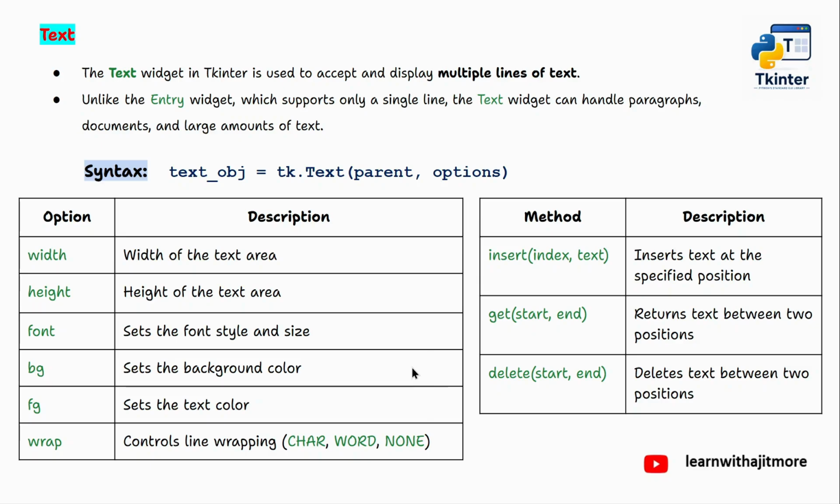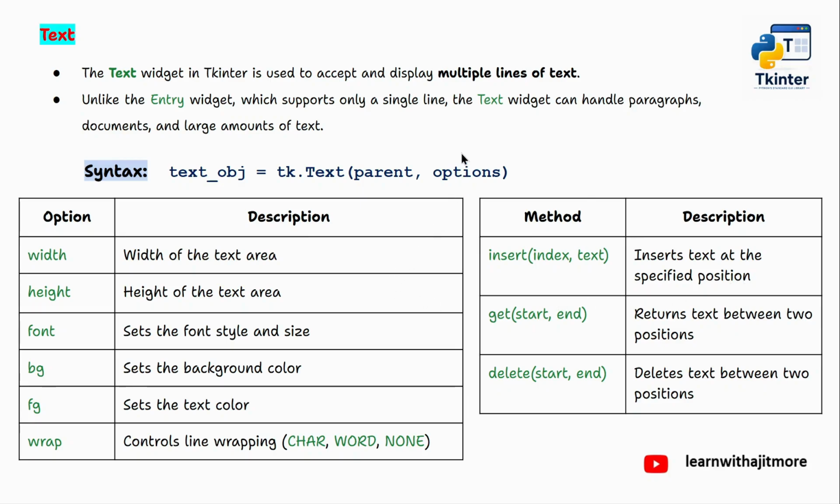Okay? And if you want to add some text in that, use insert. Where that position you can give, and what the text. It will insert this text at that position. Whatever is there at that position will be shifted to the right side. So insert text at the given position.